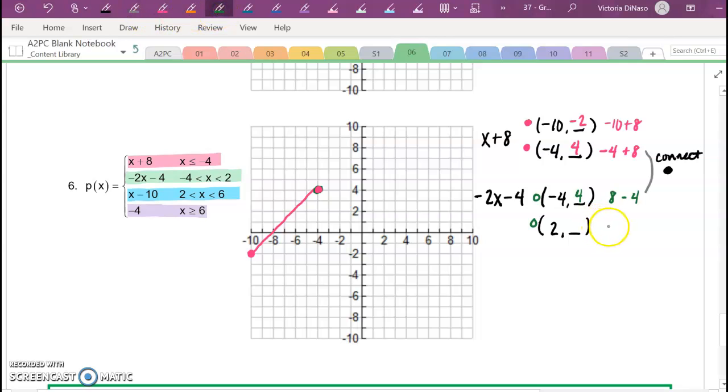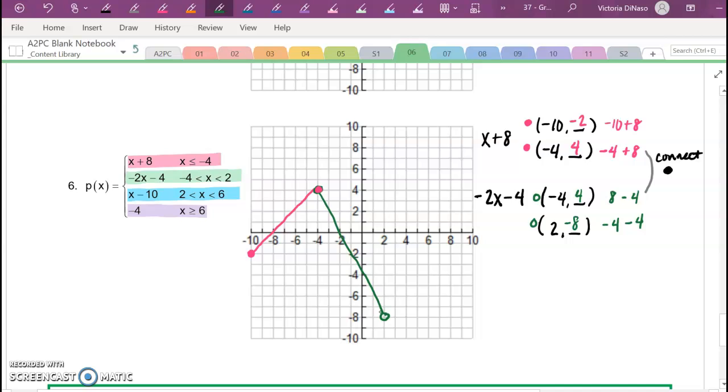Then we go on to the next one. We're going to plug in 2. Negative 2 times 2 is negative 4. Negative 4 minus 4 is negative 8. So we have 2 comma negative 8, open circle. And then we have to connect.